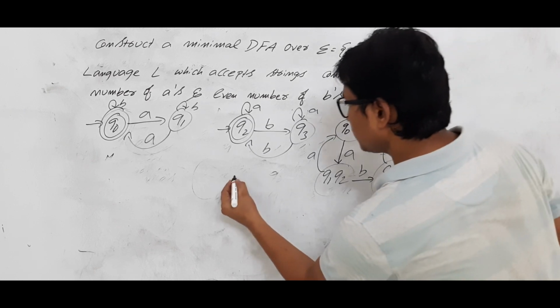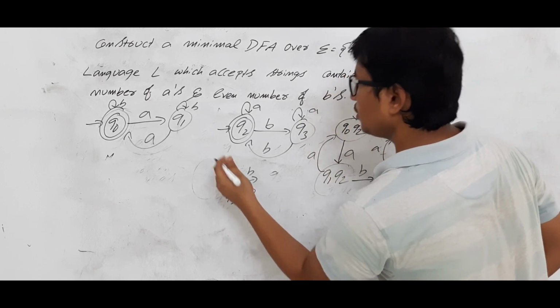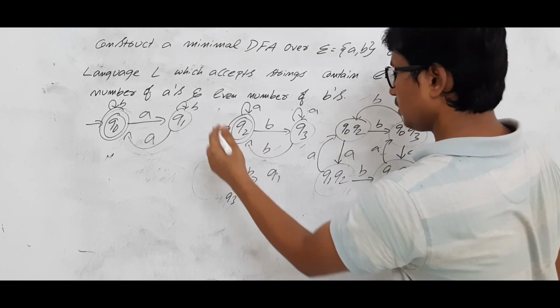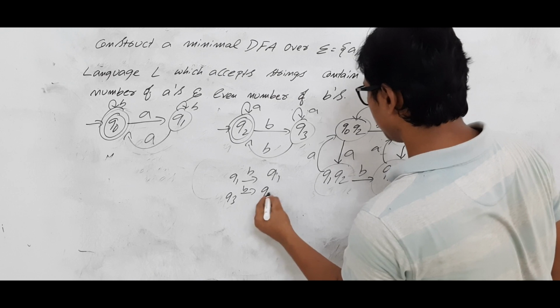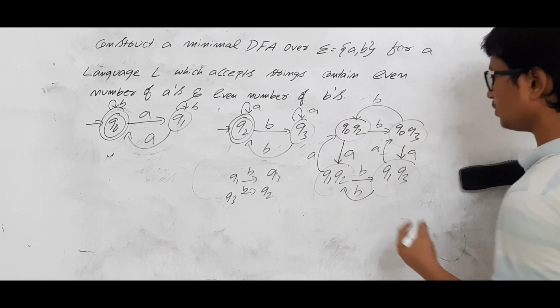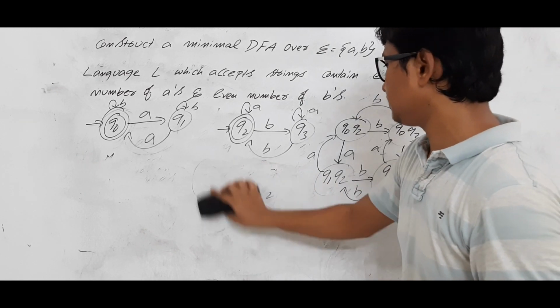Now Q1, Q3 on B, where is it going? Q1 on B, it is going to Q1. Q3 on B, it is going to Q2. So on B, it is going to Q1, Q2. So we got all the transitions.